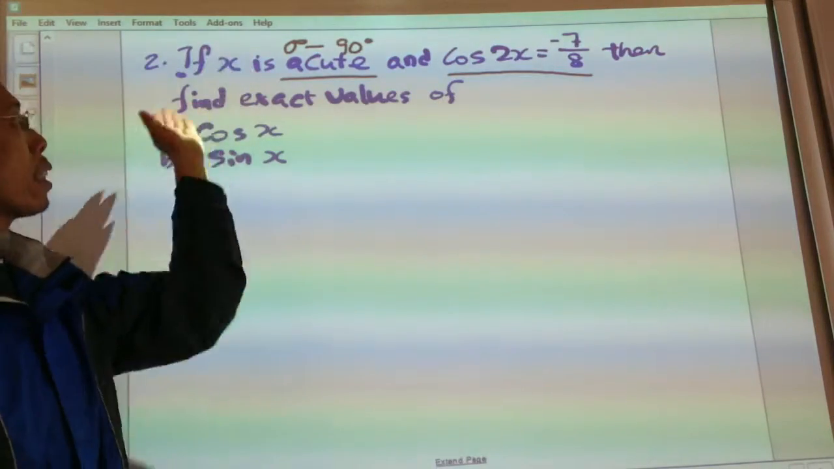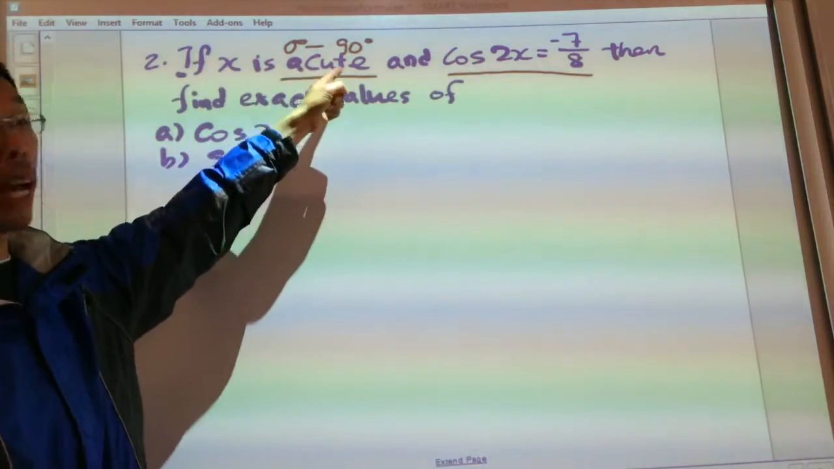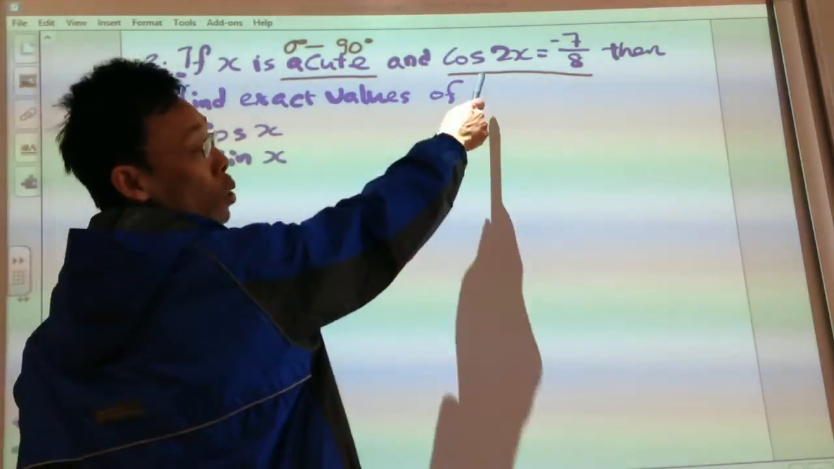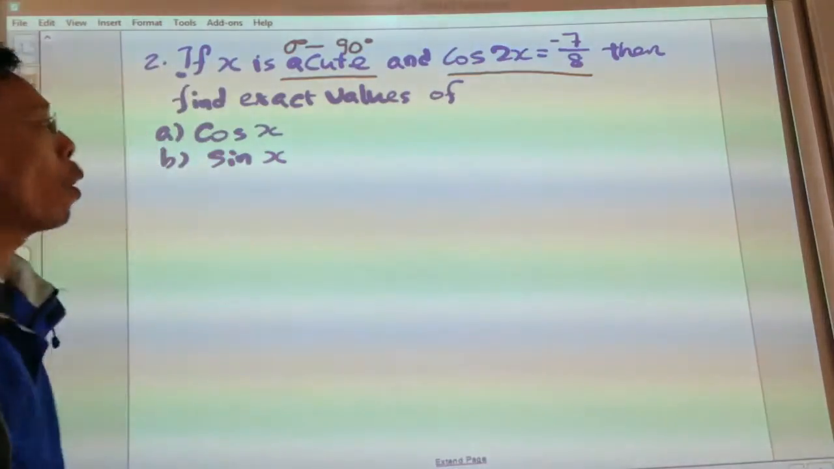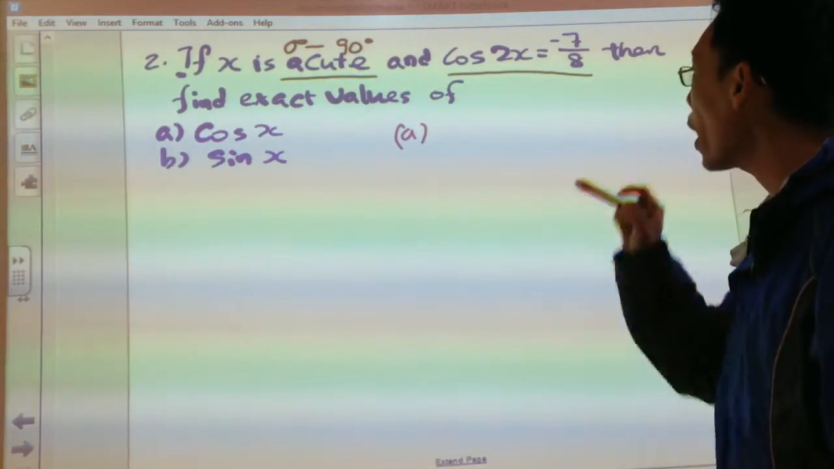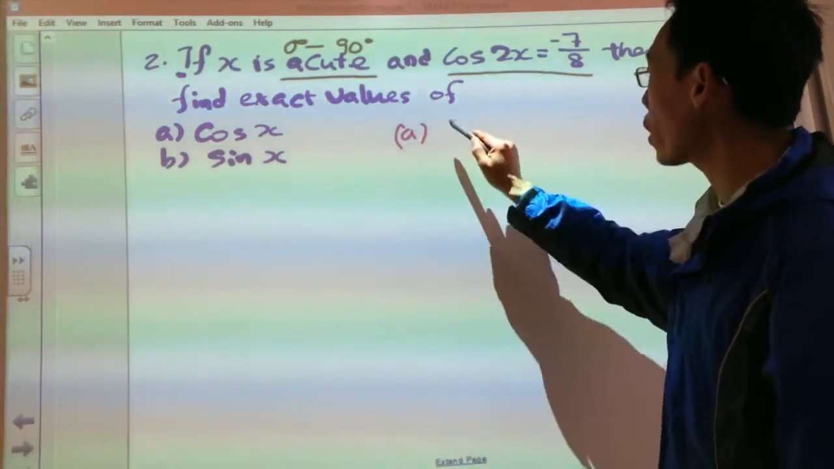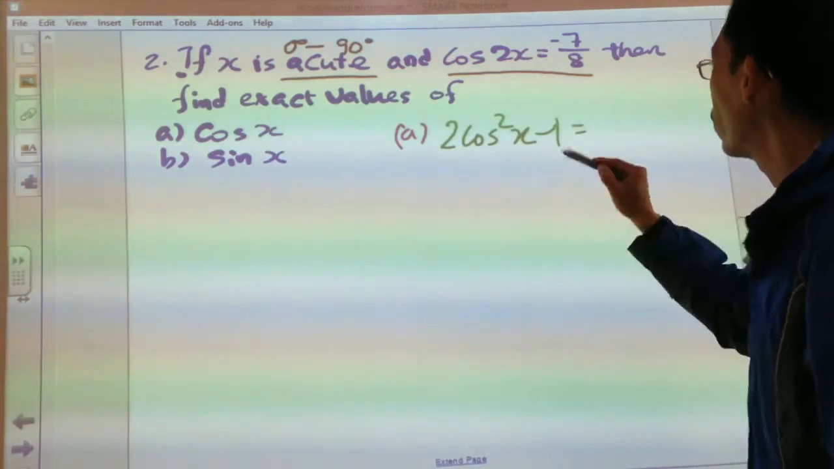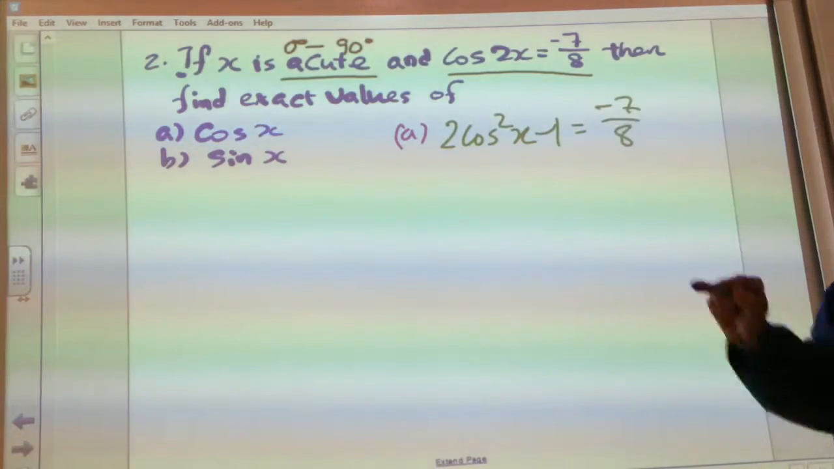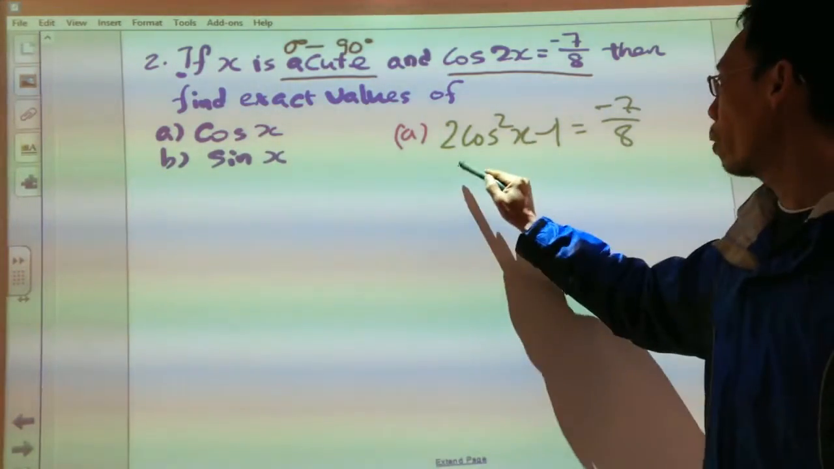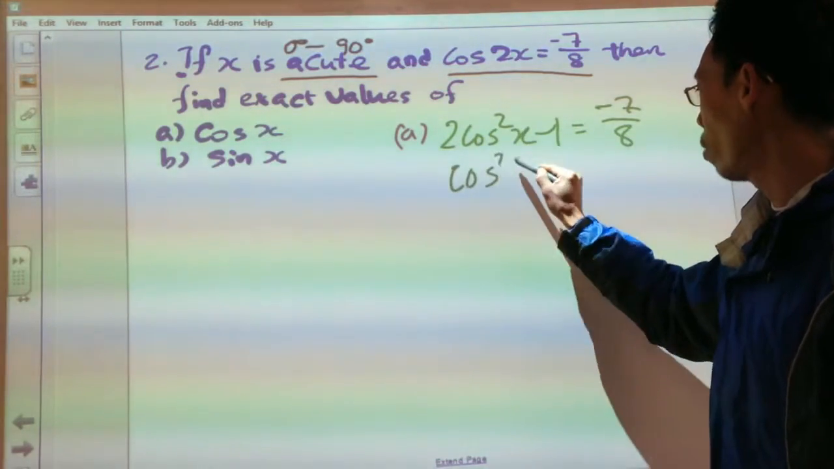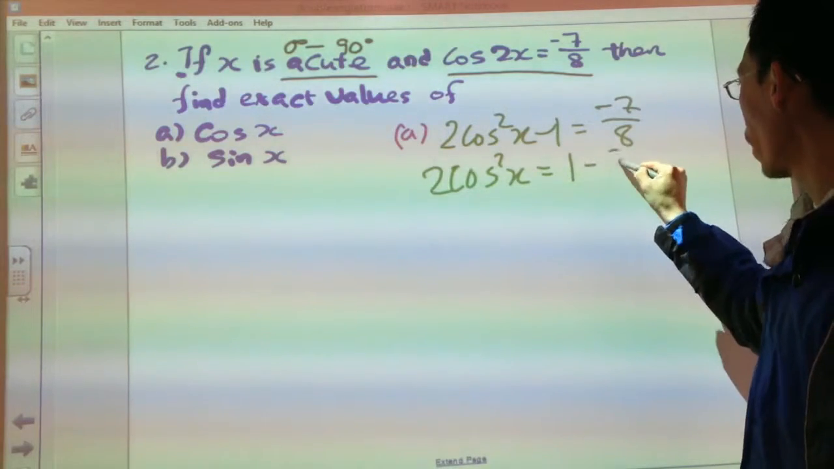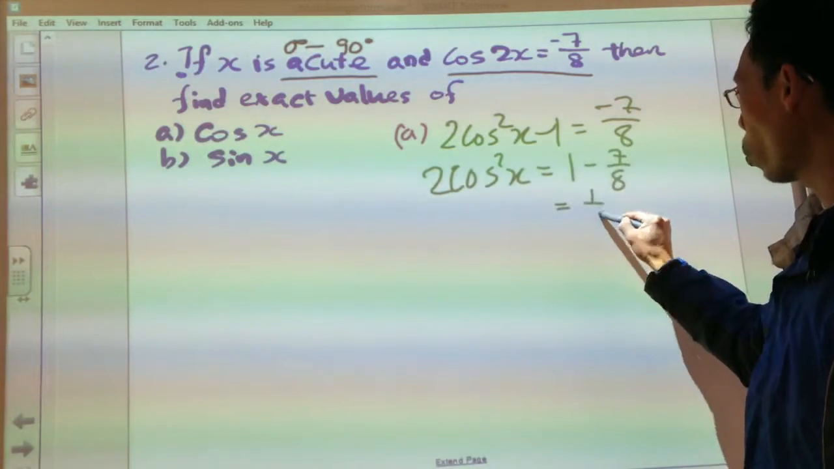So x is acute. Acute means it's between 0 and 90 degrees, usually not including 0 or 90 degrees. And we are given that cosine 2x is -7 over 8. For A, cosine 2x can also be written as 2 cosine square x minus 1. And this is -7 over 8. Alright? So then by rearrangement, -1 goes to the other side, becomes 1 minus 7 over 8. So we get 1 over 8.